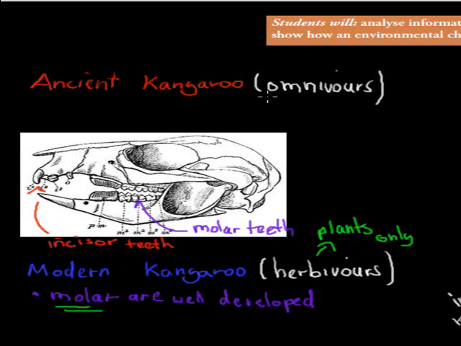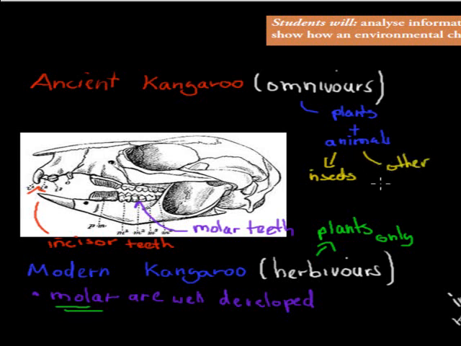Whereas the ancient kangaroos are actually something called omnivores. And omnivores are animals that eat plants, but also animals. And what I mean by animals is usually insects and other animals, so maybe small rats or anything. So that's often the diet of smaller omnivores, like the ancient kangaroo.